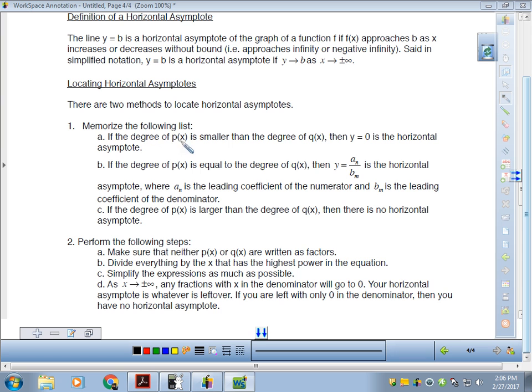Okay? A, if the degree of p of x is smaller than the degree of q of x, then y equals 0 is your horizontal asymptote. So what that means is if the degree on top is smaller than the degree on bottom, you're going to have y equals 0.